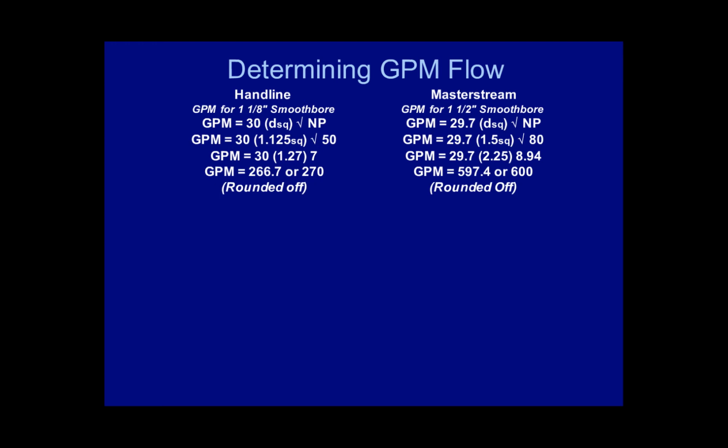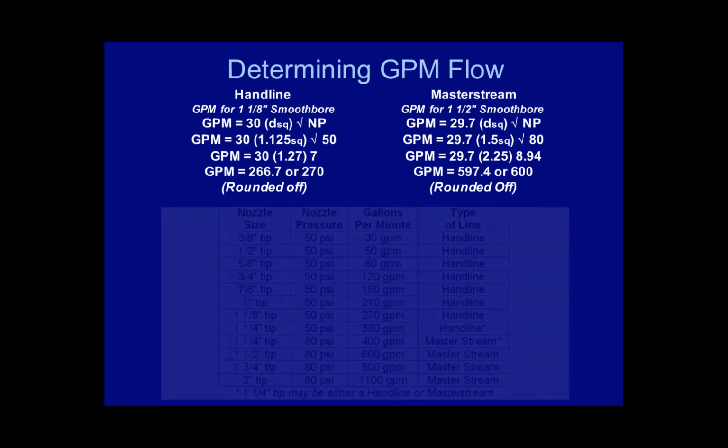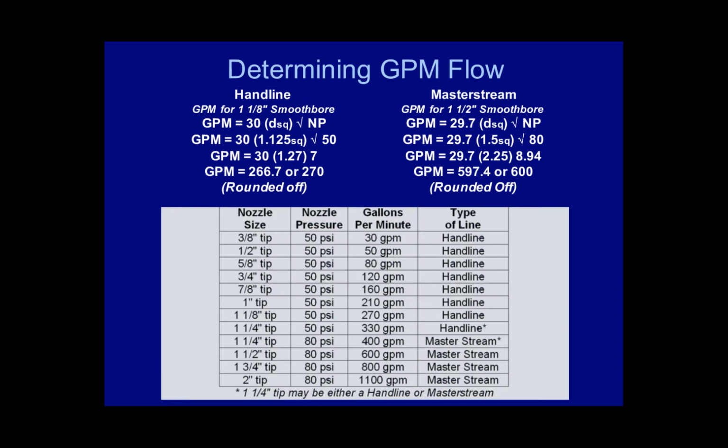GPM equals 29.7 times 2.25 times 8.94, and this equals 597.4, or rounded off to 600 GPM. The following table has been provided to illustrate how we use this formula to determine the GPM flows for a variety of tips used in the fire service. Special note that an 1 1/4" tip can either be used as a hand line or a master stream.